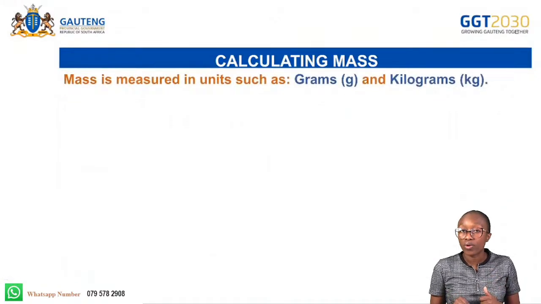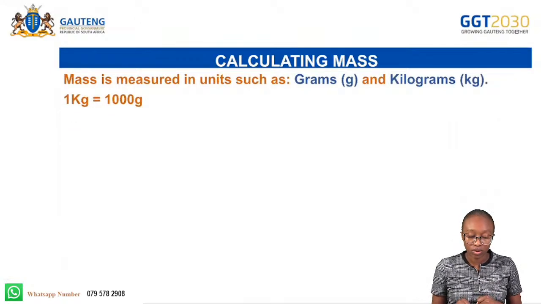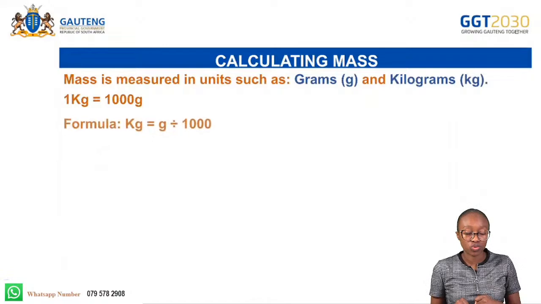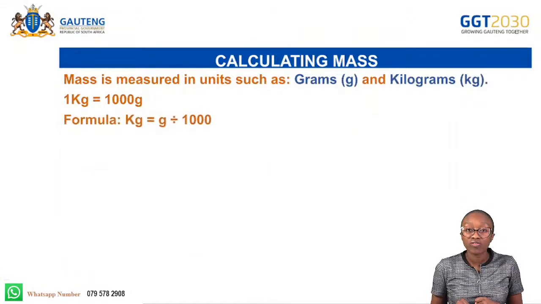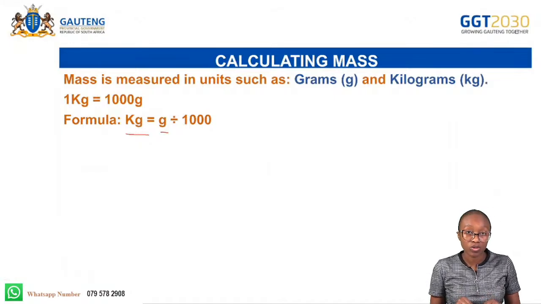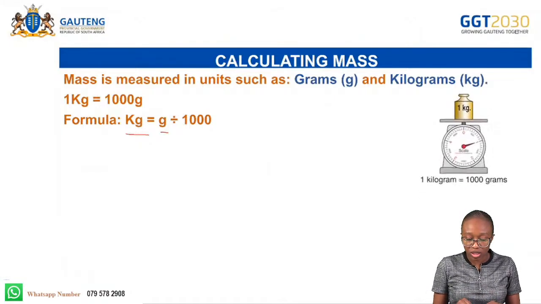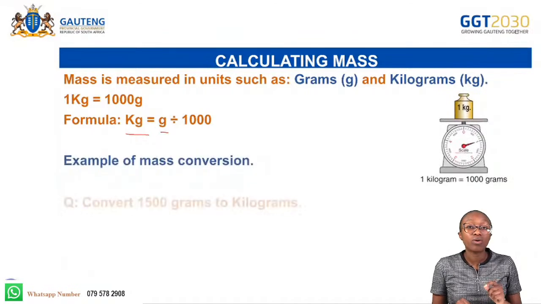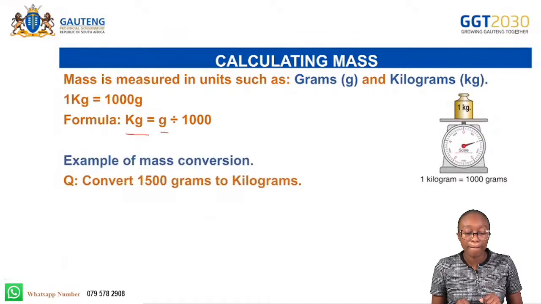Let's do it the other way around. Remember, our units are g for grams and kg for kilograms. Now we still stand with 1 kilogram is equal to 1,000 grams. Now, how do we convert grams to kilograms? This is the formula: kg is equal to grams divided by 1,000. That's how you calculate.